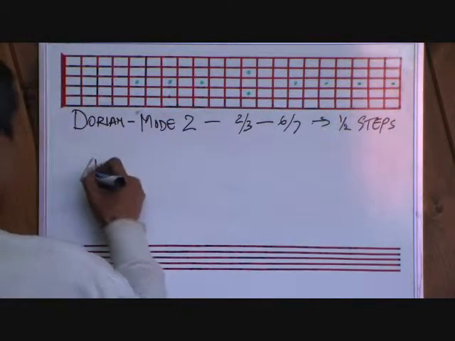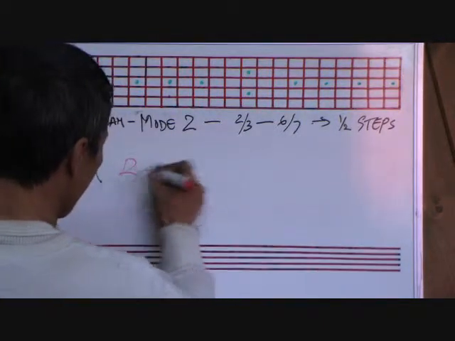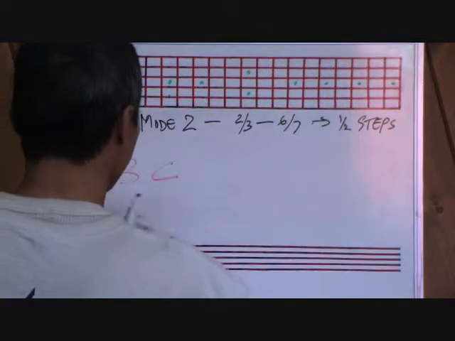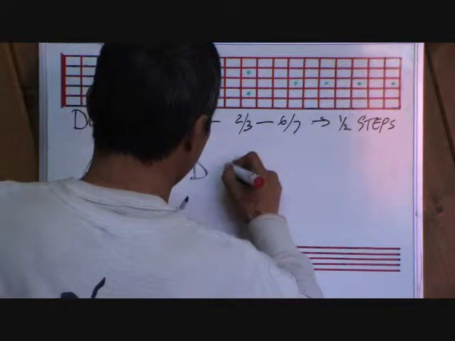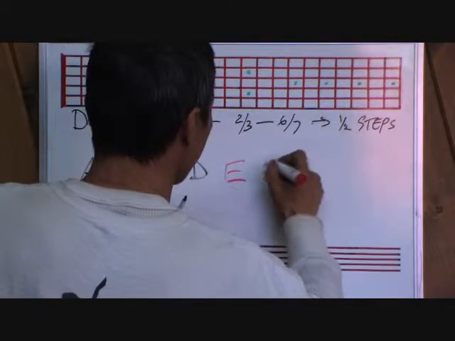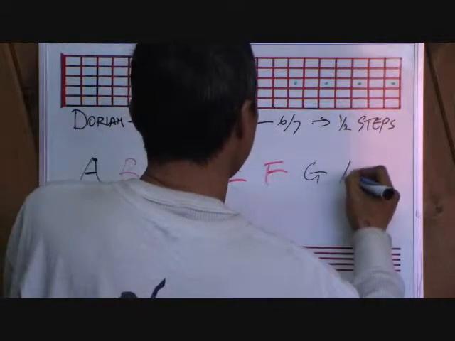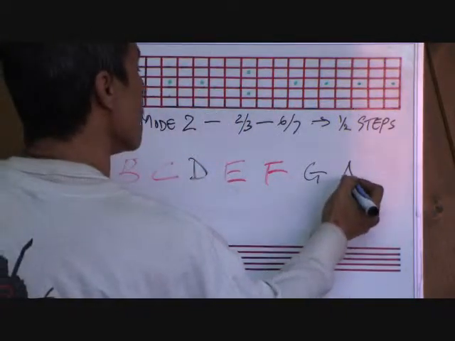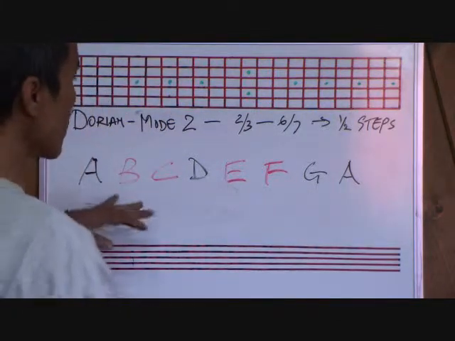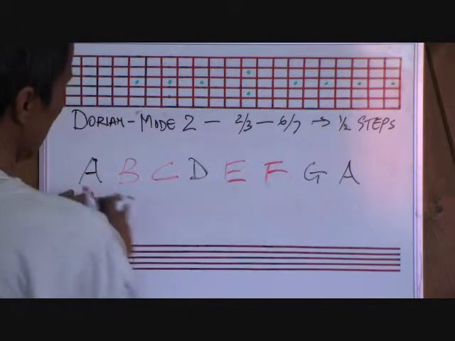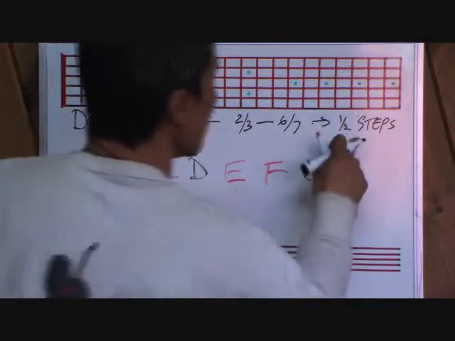Write down A as the first, B, C, D, E, F, G, A. We need to use accidentals to balance the A Dorian according to its formula: 2, 3, 6, 7 half step.